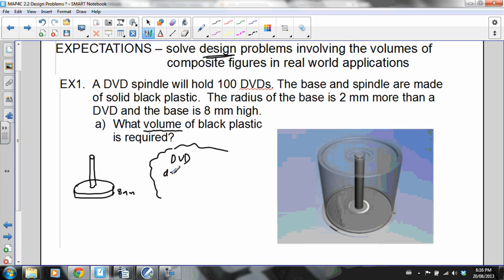I found that the diameter all the way across one of these DVDs or CDs, which are almost the same size, was 12 centimeters, which means the radius, which is what we want, is 6 centimeters. The hole of a DVD, which is going to give us how thick the spindle needs to be, was 15 millimeters.